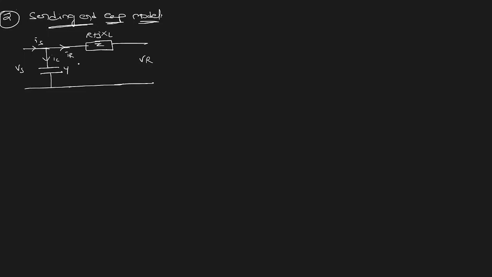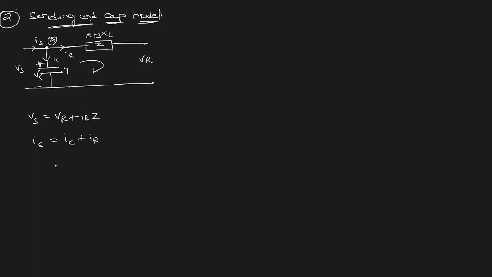Now apply KVL here. It becomes Vs equal to VR plus IR into Z, right? So that's why I use it directly. Vs equal to VR plus IR into Z. And also the Is equation. Is equal to IC plus IR, right? Here if you apply KCL, it becomes Is equal to IR plus IC.